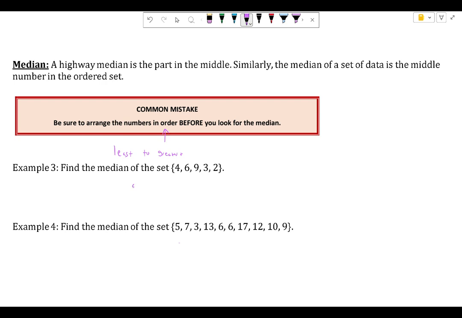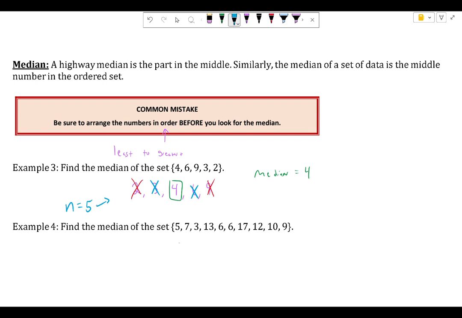So first thing we're going to do is rewrite these. So 2 is the smallest, 3, 4, 6, and 9. From here we can cross off the outside numbers in pairs until we're left with just the one middle number. The median for this first example is 4. Now this works out nicely because, similar to what we were saying before, the n value, the number of data values, is 5. 5 is odd. We have an odd number of numbers. It's just the middle value.